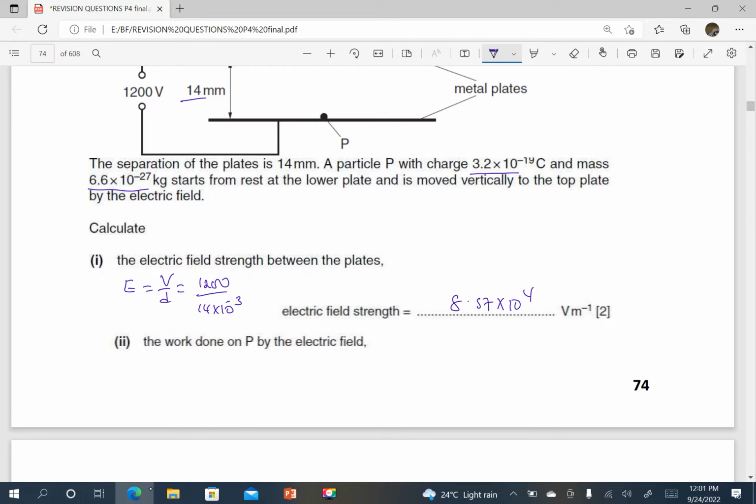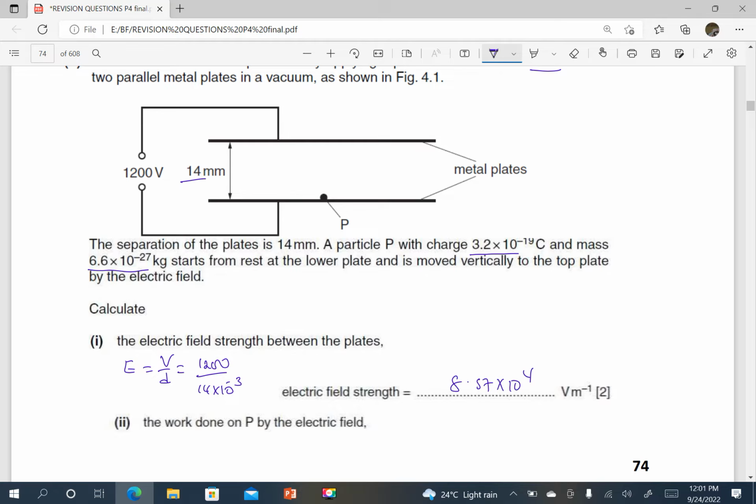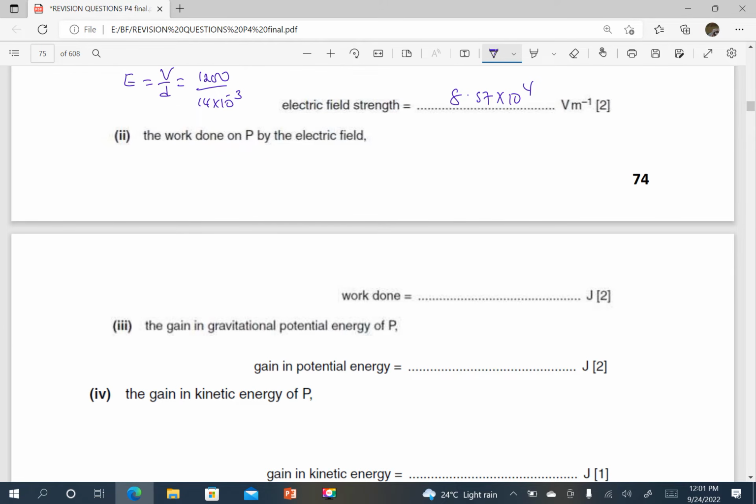The work done on P, if it moves from that point to the other point, is easy. Work done is equal to force times distance. But force in an electric field is charge times electric field strength, then times distance. But electric field strength can also be V over D, then times distance. That means the work done is simply Q times V.